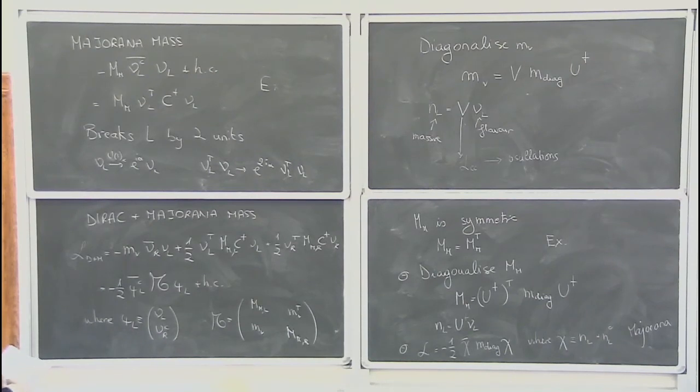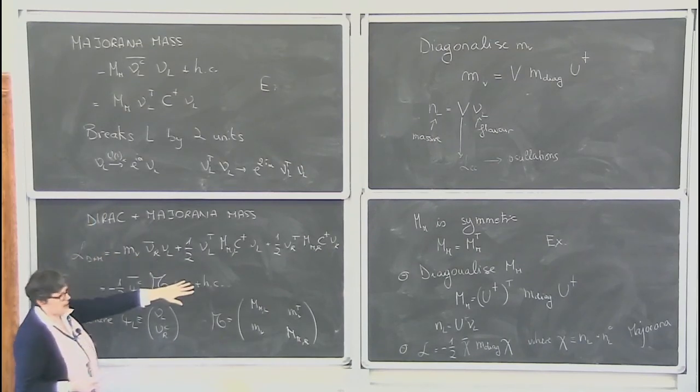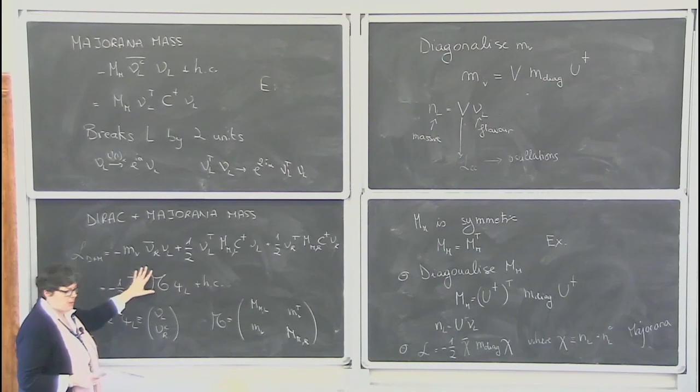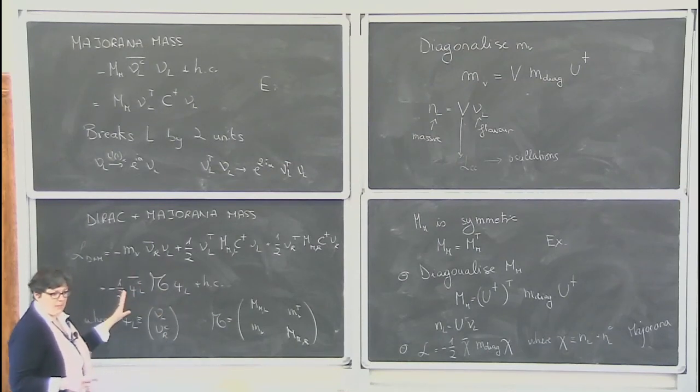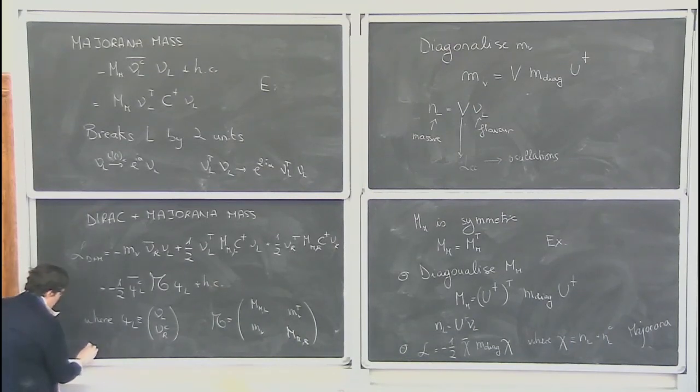But now I have something which is exactly in the same form as before. Therefore, I can do exactly what I did before. I can diagonalize this mass matrix M, I can find the mass states. And then from the mass states, I can define the χ field, which will be a combination of ν left and ν right C, and will be a Majorana field. So I do exactly the same steps as before, but the end result is that χ is a Majorana field.